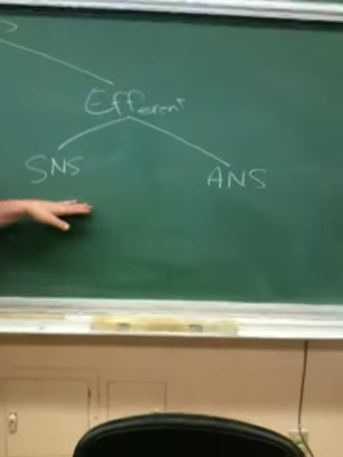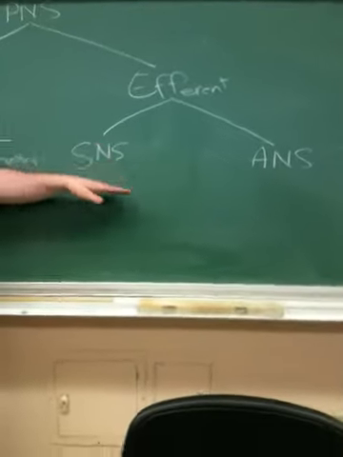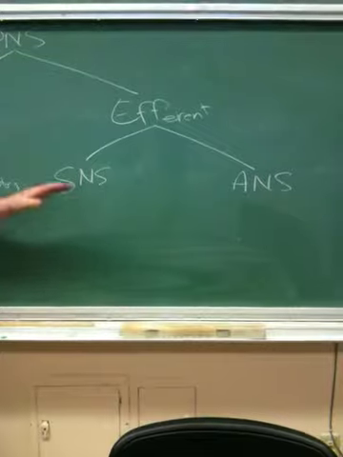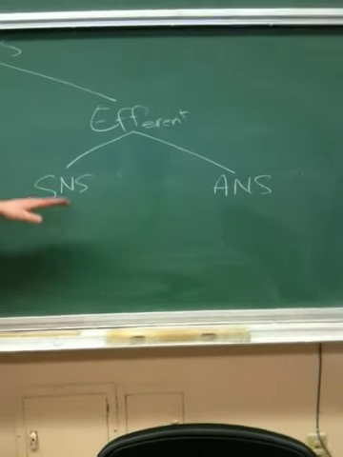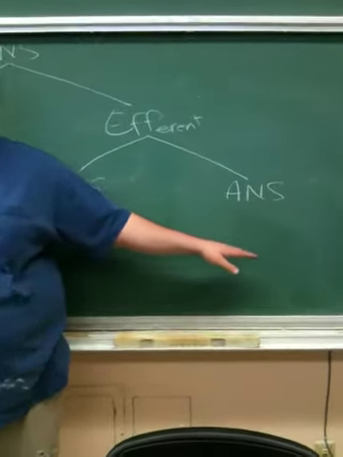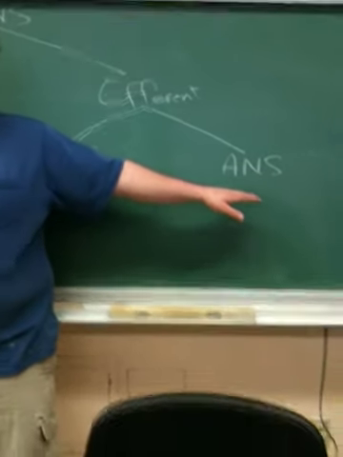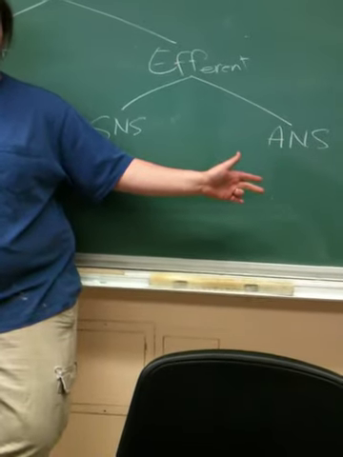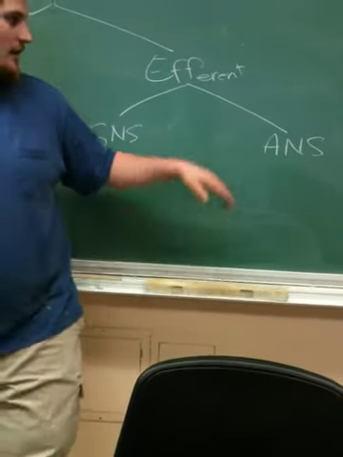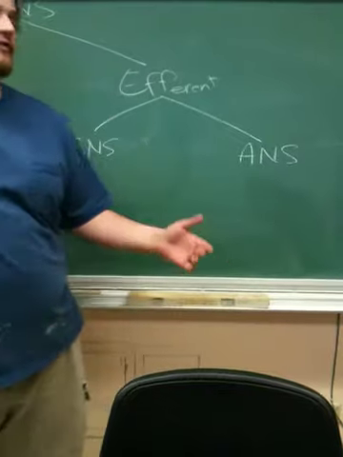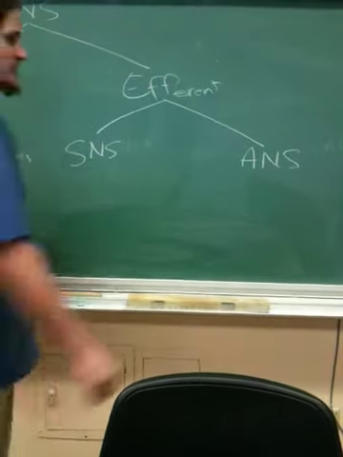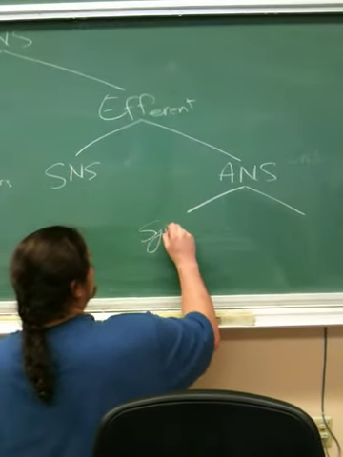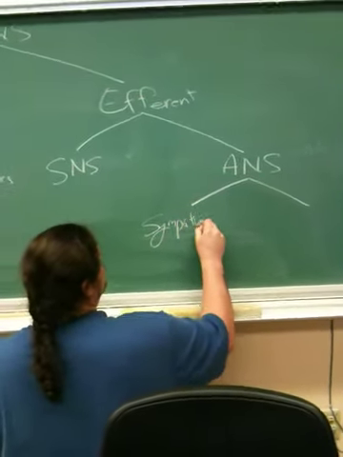The somatic nervous system is going to be conscious control of the body. This is voluntary movement, so it's going to control skeletal muscles. The autonomic nervous system is unconscious control of the body and body conditions. So that's going to be smooth muscle, cardiac muscle, and glandular tissue. In addition to that, the autonomic nervous system is divided into two divisions. And those divisions are sympathetic and parasympathetic.